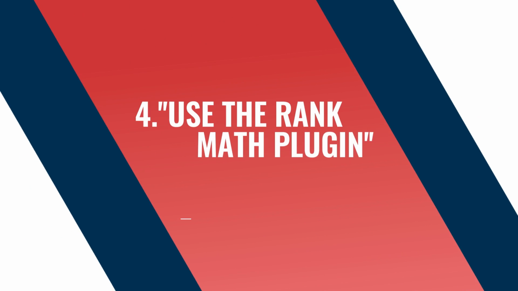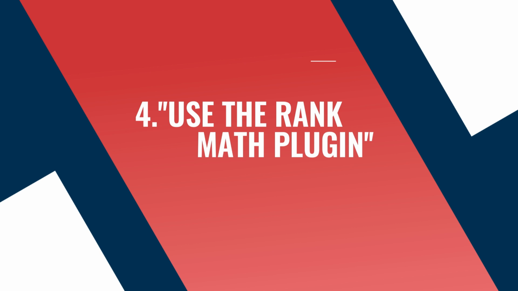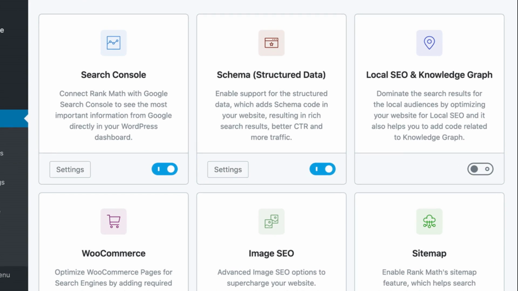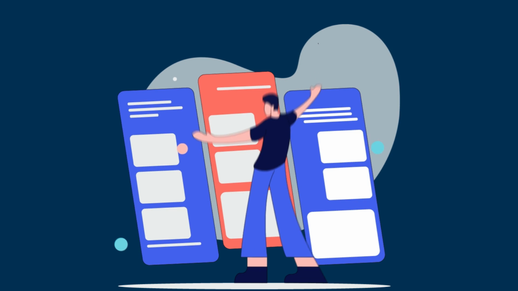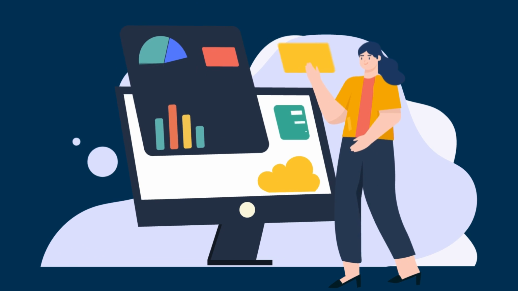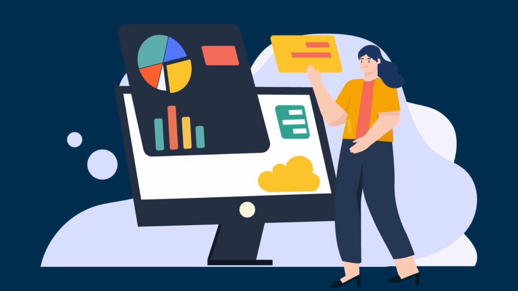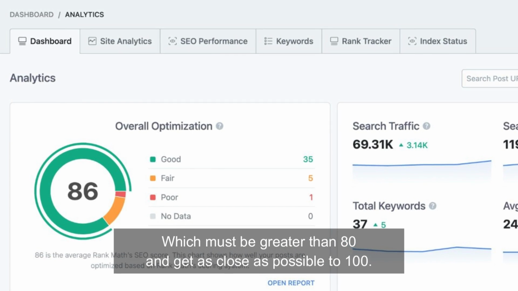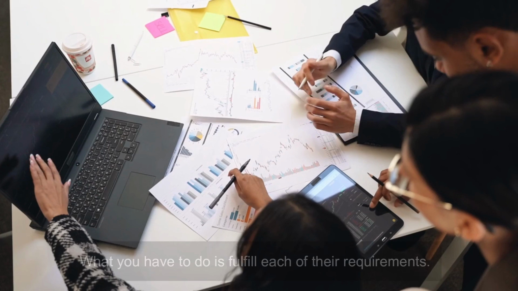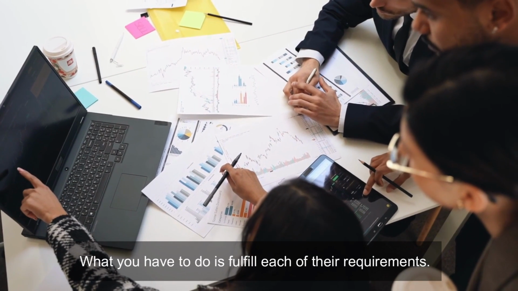4. Use the Rank Math plugin. There are many SEO tools. However, this plugin uses artificial intelligence to determine if your article or content has a high probability of ranking well on Google. It will show you the SEO score, which must be greater than 80 and get as close as possible to 100. What you have to do is fulfill each of its requirements.